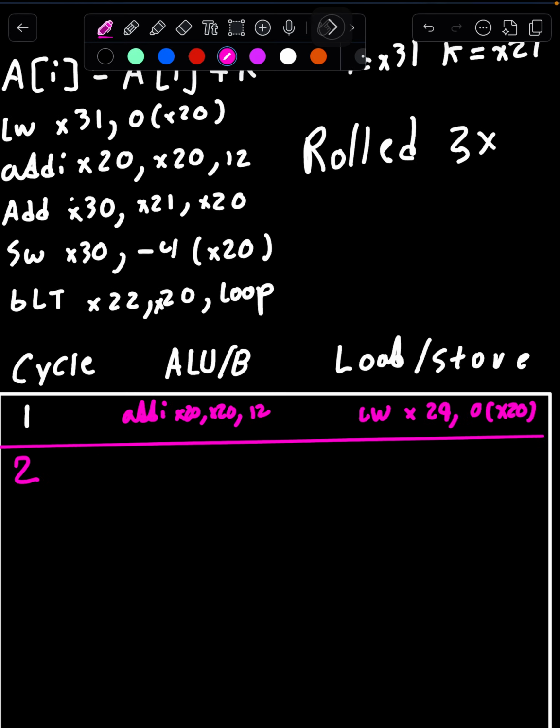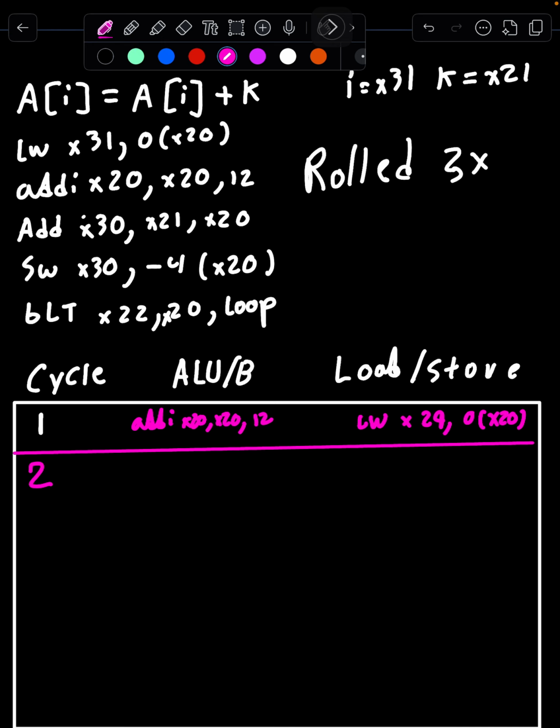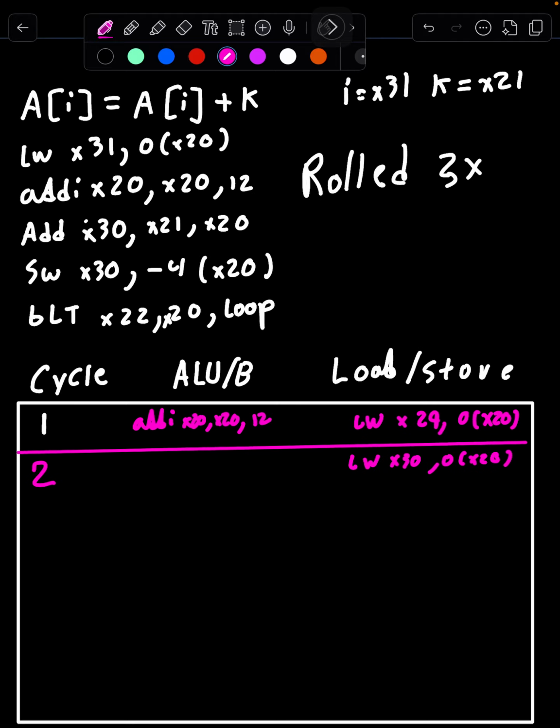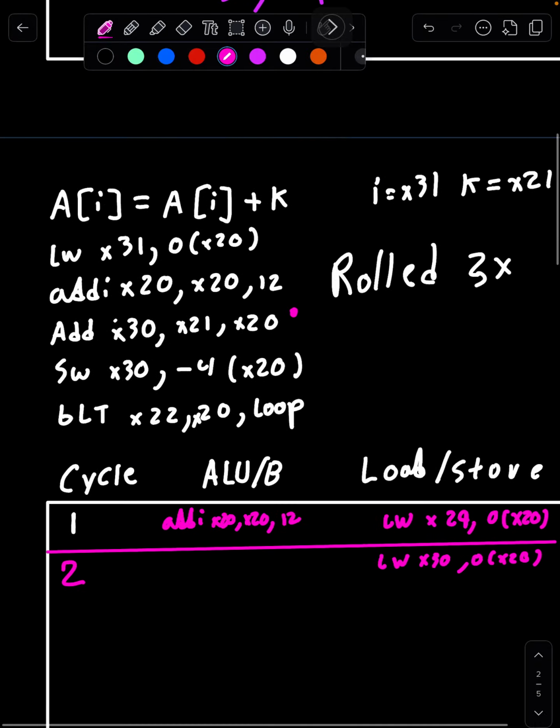Now, this time around, do we have a load word? Do we have a load that we want to do? Yes, we will have the next load because we're doing 3 iterations. That'll be x30 and 0x20, same as before. Now over here, are we able to do an addition? Are we currently able to go on to our next step down here, which is addition? The answer is no. Now, why is the answer no?